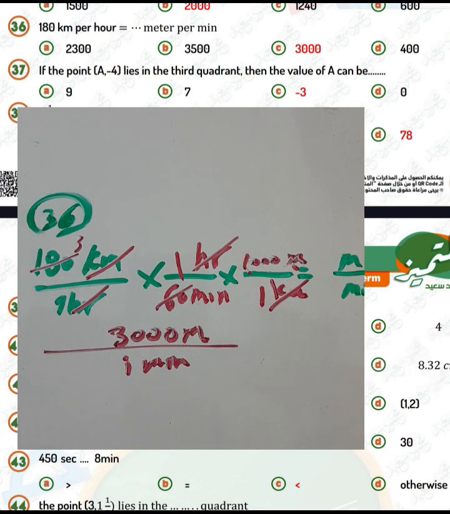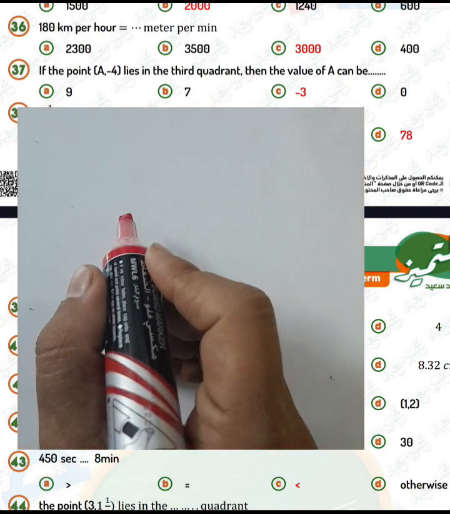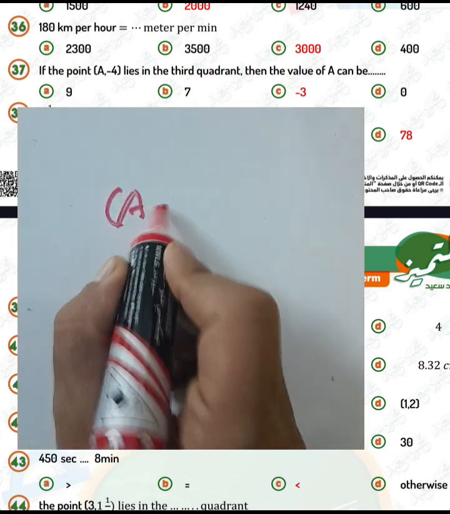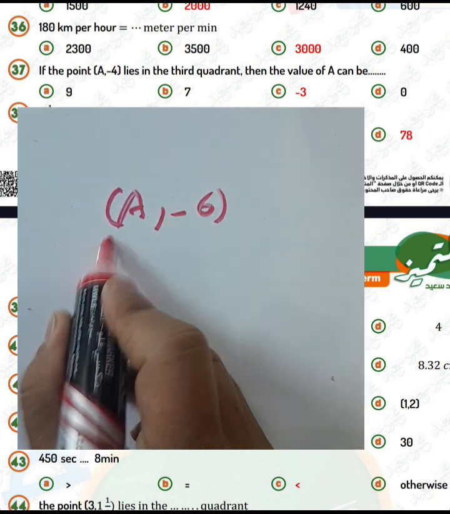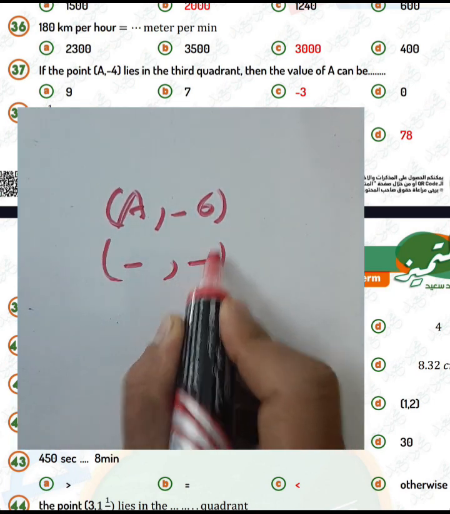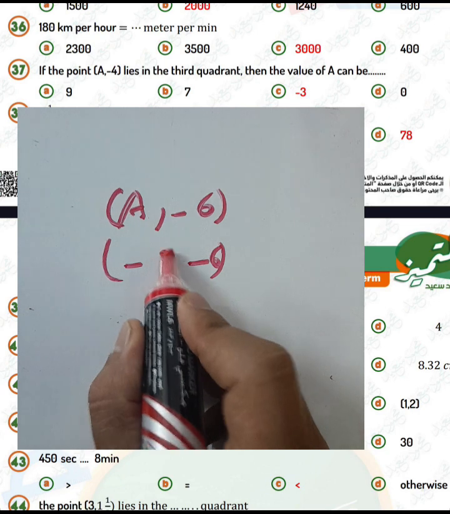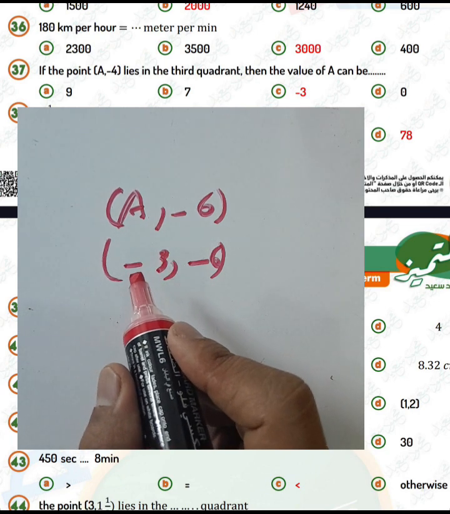Question 37. The point (A, negative 6) lies in the third quadrant. Then the value of A can be what? Lies in the third quadrant, it means x and y are negative. Then we have A and negative 6 lies in the third quadrant. Then the sign here will be negative. Negative what? Negative 3, since the value of A was negative 3.